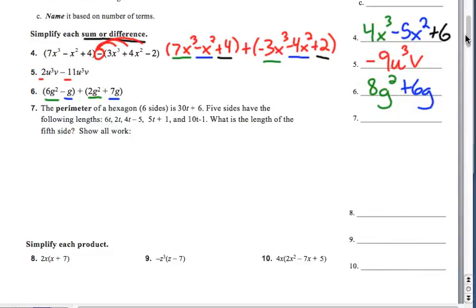I'm going to start by just drawing myself a picture. So there is a six-sided object. Now I'm going to go and label all the sides that I know.